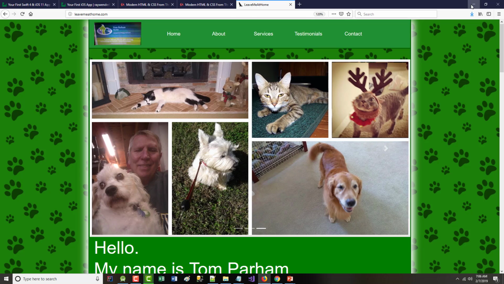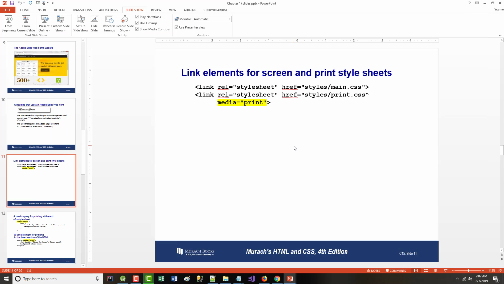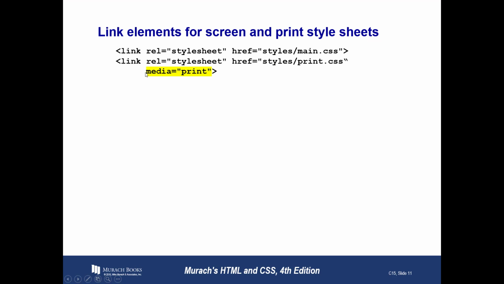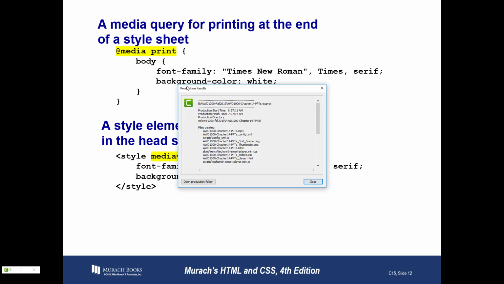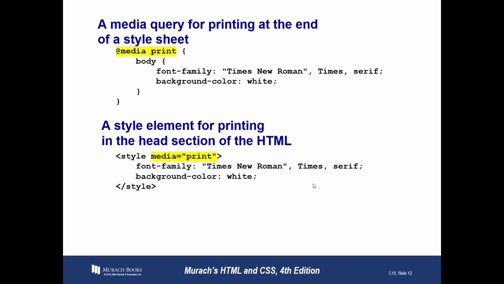So if you come in here and you decide that you're going to create your own style sheet just for printing, and you can have more than one if you need them, you put media equal print. And then you have to decide. For instance, notice in the body, we changed to a very simple type of font. We just changed to Times New Roman.